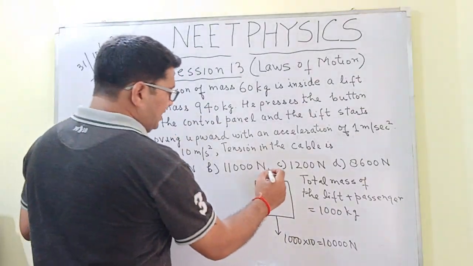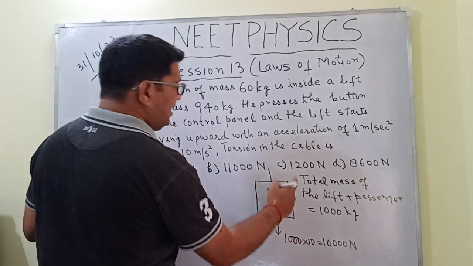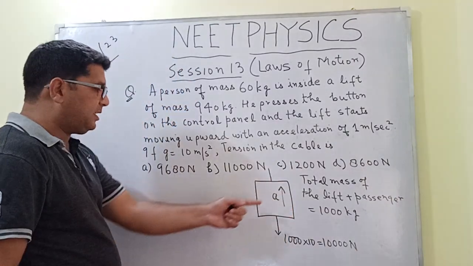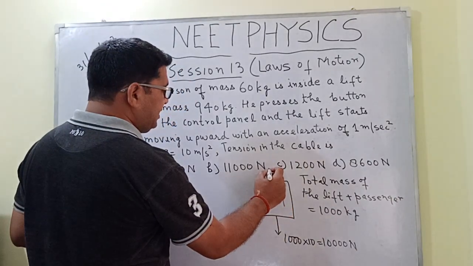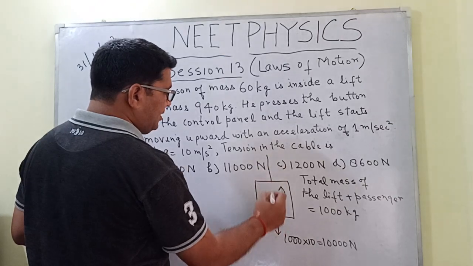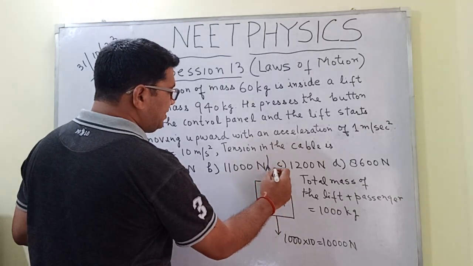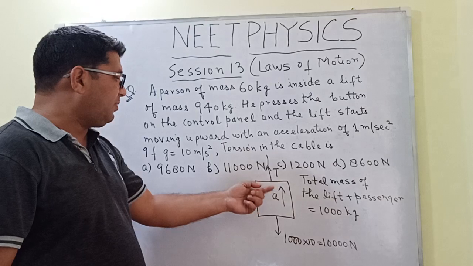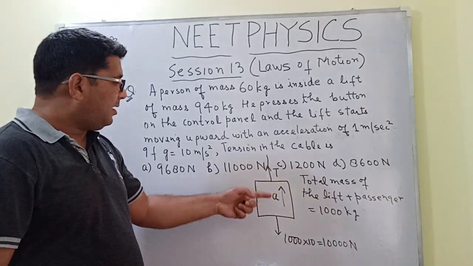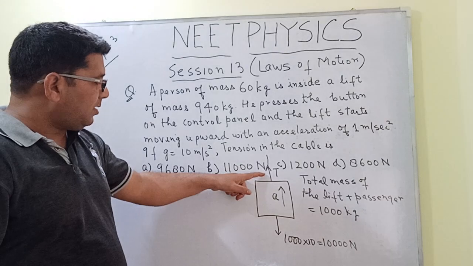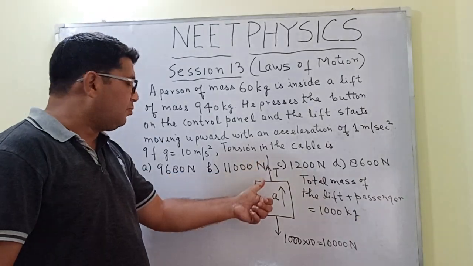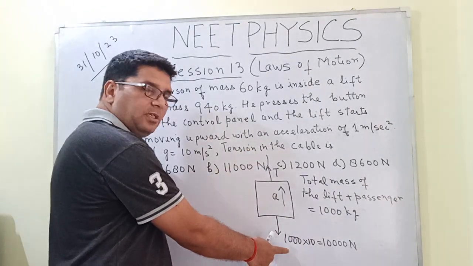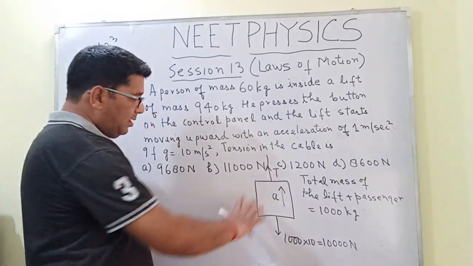Now, since the lift is moving in the upward direction, the acceleration will be in the upward direction. Let us say it is a. This is the cable of this lift, and the tension will be in this direction. Why will the tension be in this direction? Because first, tension always acts away from the body, and secondly, this lift is moving upward with an acceleration of a. So it will move up only when the tension is more than the weight of this lift.